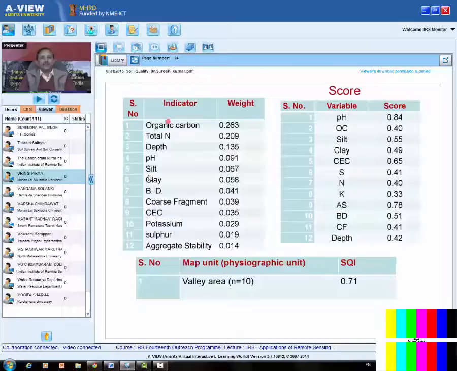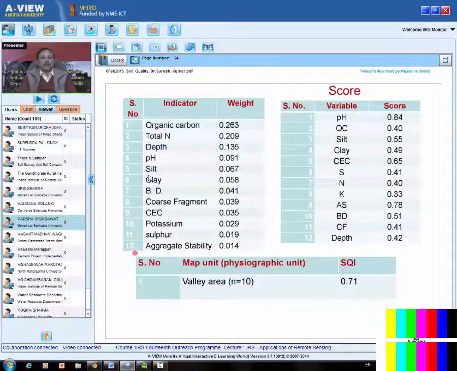Then we have measured the various soil properties. For example, soil parameters: organic carbon, nitrogen, depth, pH, silt, clay, bulk density, coarse fragment, cation exchange capacity, potassium, sulfur, aggregate stability. And the weights we found with the help of the AHP, analytical hierarchy process. This is the weight. So weight has been assigned, and for those properties we have given the score also. The score means which quality should be good for agriculture purposes. 12 properties we have taken.